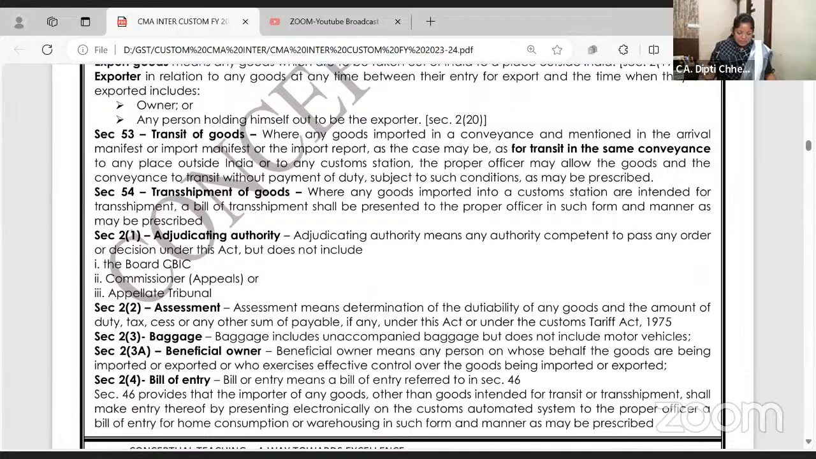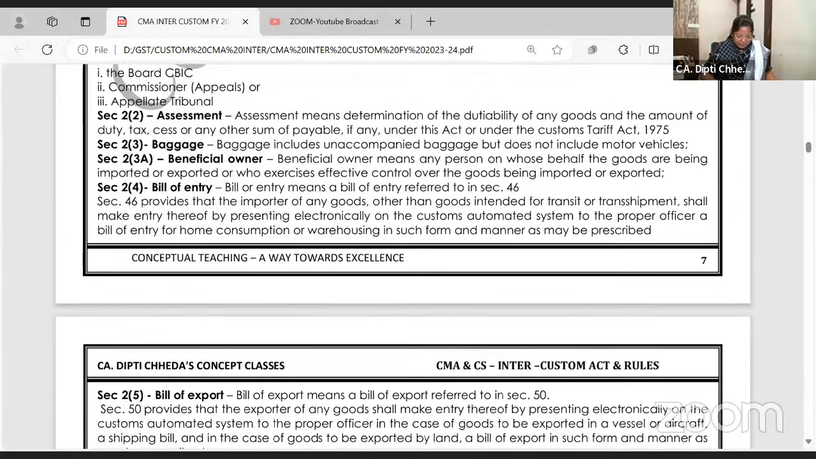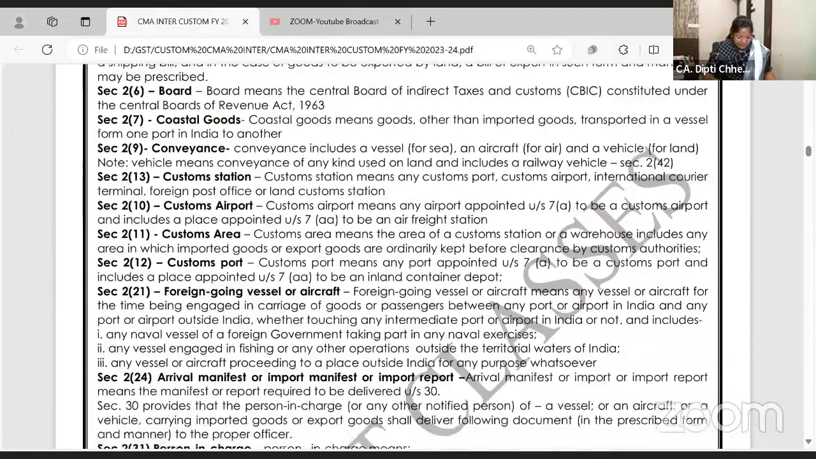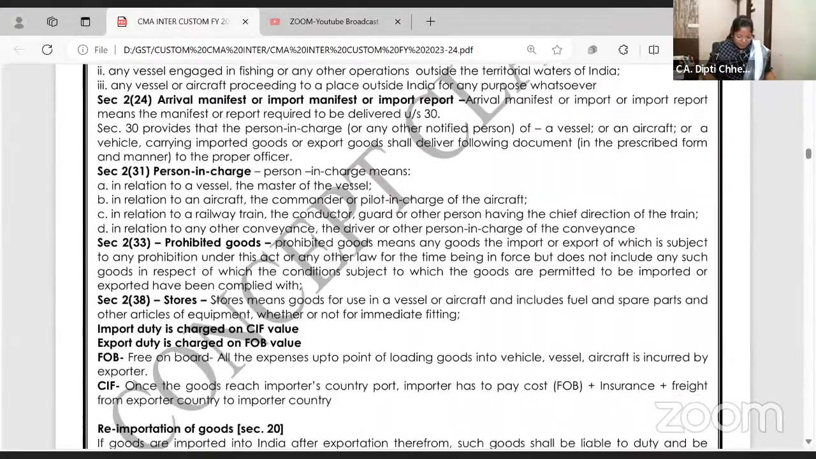What's the difference between transit of goods and transshipment? In transit, those goods don't come to India. They are in the same ship via India, going somewhere else. In transshipment, goods are unloaded at the port, but they don't enter India. From the port itself, again, they are taken to the other place. That's transshipment of the goods. Just important ones I'm revising for all of you.